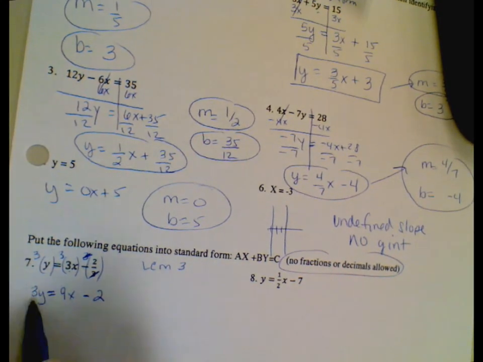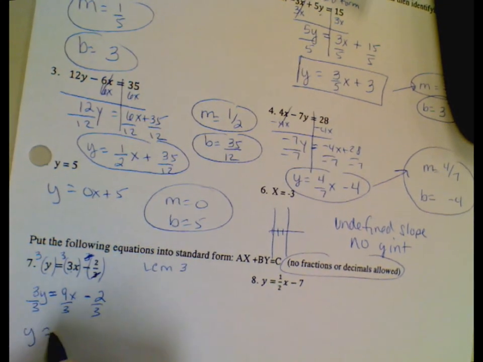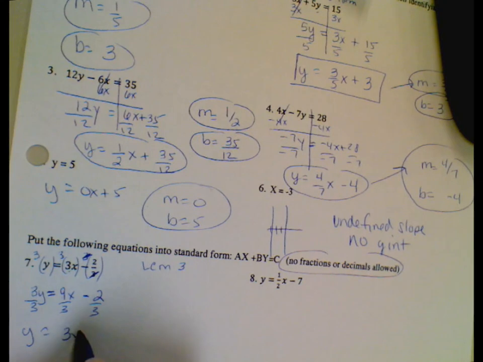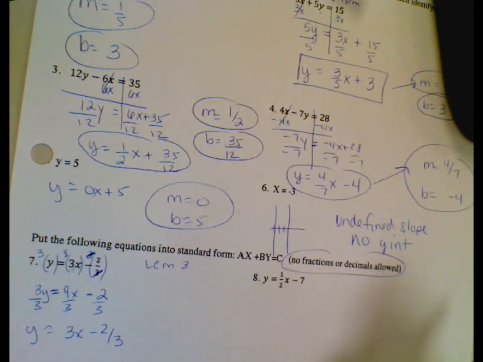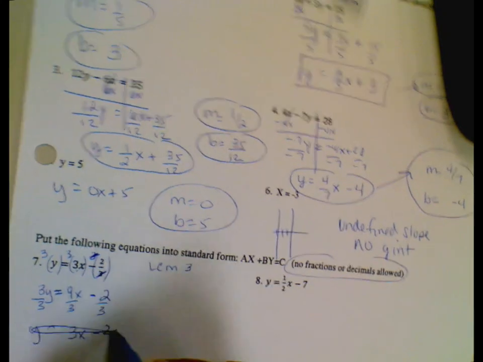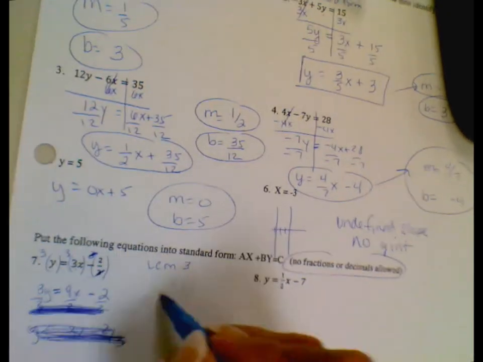Now to solve for y, you're just going to divide everything by 3. 9 divided by 3 is 3x minus 2/3. Wait a minute. What was I doing? Back it up. Sorry, people. I'm getting tired. All right, wait a minute.